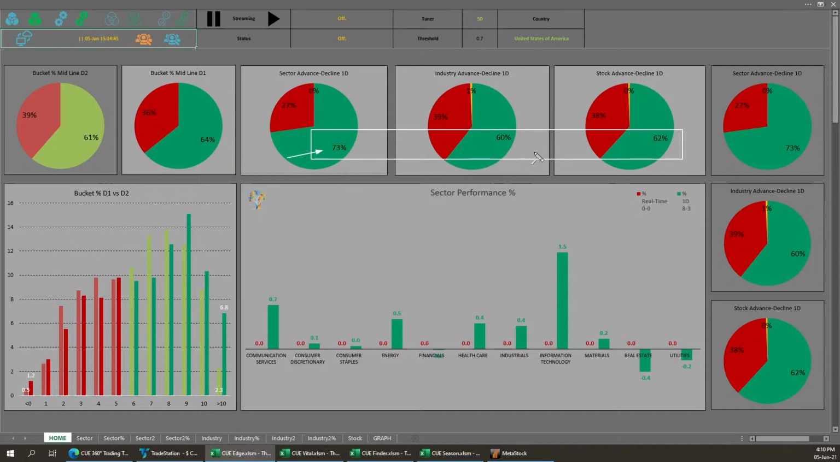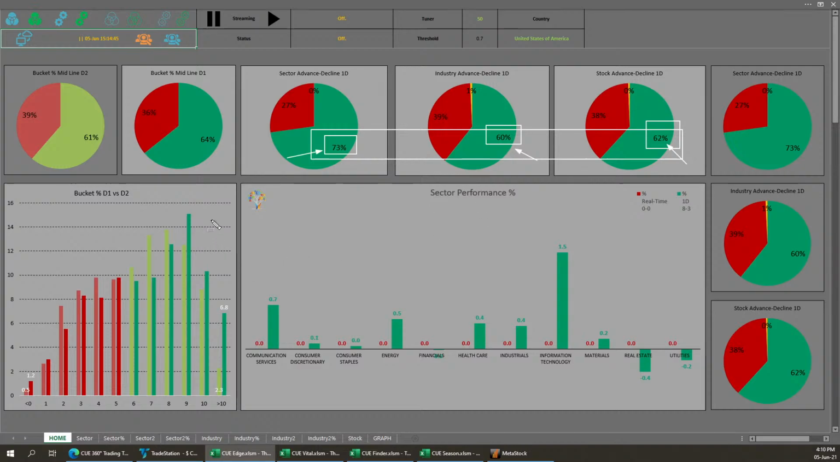73% of sectors are up, 60% of industries, 62% of stocks. Closing is more important than opening or what happened during the day for swing trading purposes. So the close is bullish. That also shows, especially when it turned from red to significantly green, it seems price will continue there. Usually that happens. If there is a reversal from bearishness to bullishness on Friday, usually that continues on Monday. We'll see if that happens again. That is the usual trend.